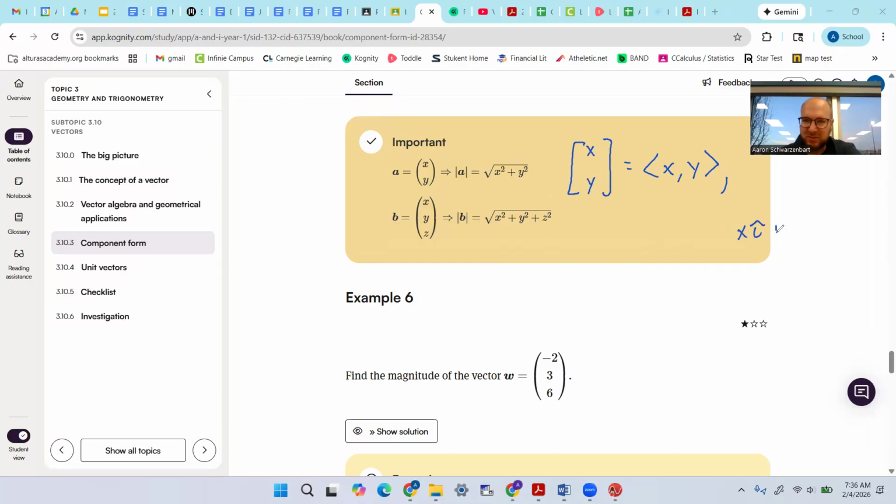X times I hat plus Y times J hat plus Z times K hat. It's the three-dimensional one. X, Y, Z. Generally don't prefer the hat notation, but that's what's common in physics. But it's important to know it, and once in a while it is more useful, and I'll end up showing you that when we do the cross product.